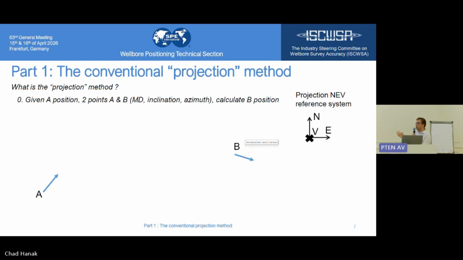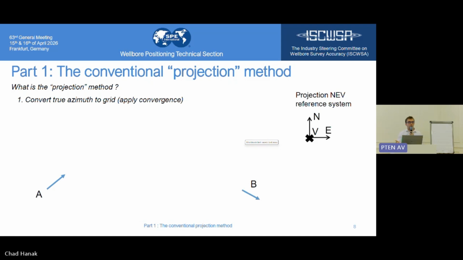So let's start with a simple example. You have A and B points defined by their survey stations, so measured depth, inclination, azimuths, and you have A position in a northing, easting, vertical reference system. The first thing you do is applying convergence. It depends on what type of azimuth you have. If you have true, you convert your azimuth into grid to work in a northing, easting, vertical reference system.